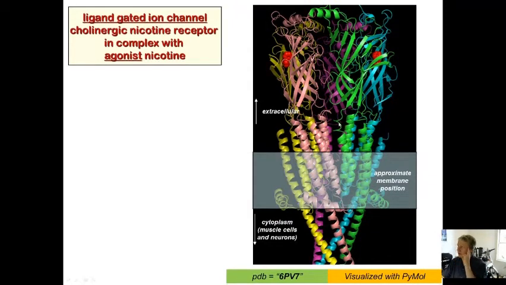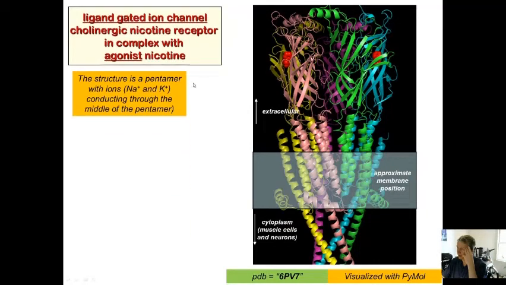Look at that. This is a high resolution X-ray crystal structure, a pretty crazy molecule. So it's a membrane embedded protein. So you have all these alpha helices, and you have the extracellular domain and the cytoplasmic domain. This usually resides in muscle cells and also neurons, and it has peripheral effects and neurological effects. What happens is the red, which is nicotine, binds to this receptor. The drug binds to the receptor, and the structure is a pentamer.